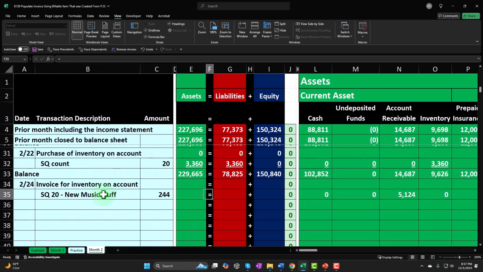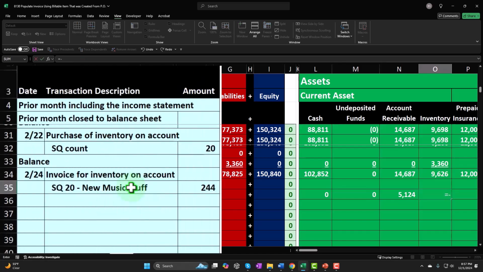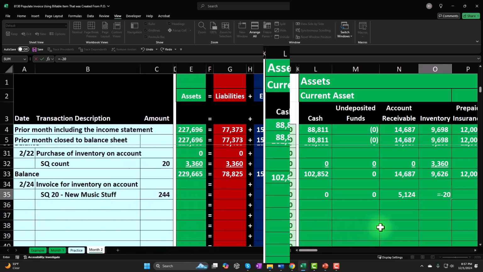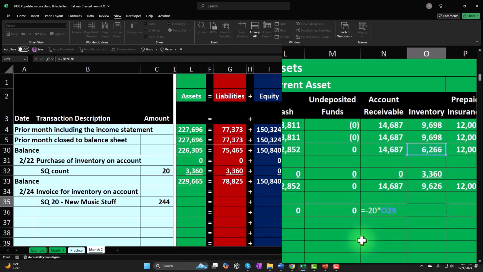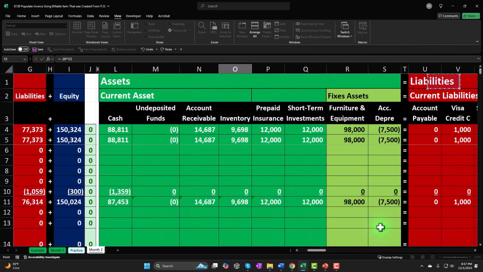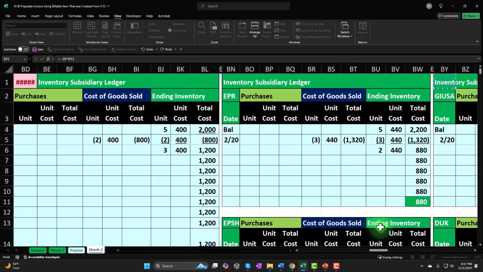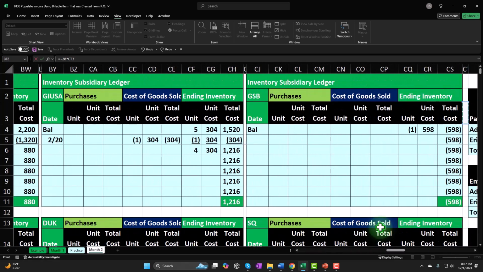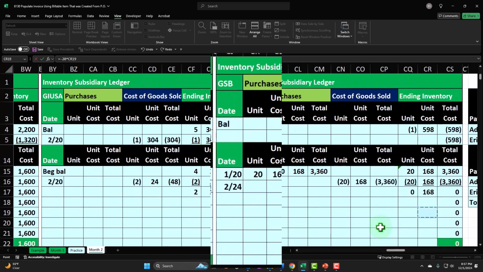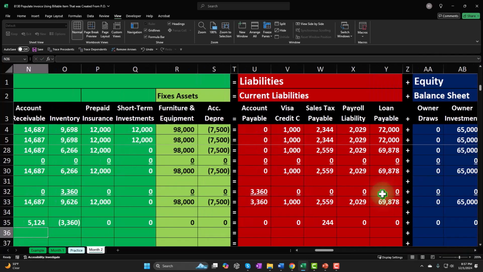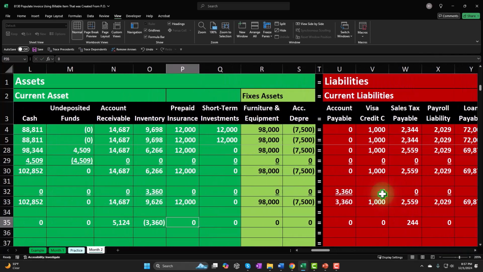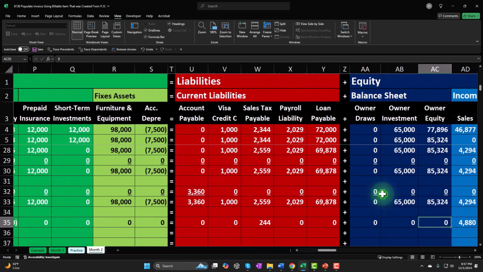So then we're going to say that this inventory is going to be equal to negative 20 units times the cost, which I'm going to say times, and go up to that subledger and pick up the cost. I'm going to go all the way up, just using my arrow keys, scrolling all the way to the right. And then we're picking up that 168, which should give us the 3360, which it did.